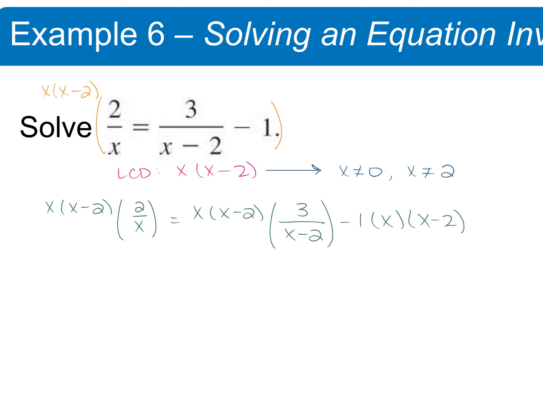So with your x times x minus 2 times 2 over x, your x in the denominator and the whole number part are the same, so they cancel each other out, and you're just going to do 2 times x minus 2. On the other side of that equal sign, you have x times x minus 2 times 3 over x minus 2. Those x minus 2's are the same, and one's on the top, one's on the bottom, so they cancel each other out. You're just going to do x times 3. Then you have negative x times x minus 2.